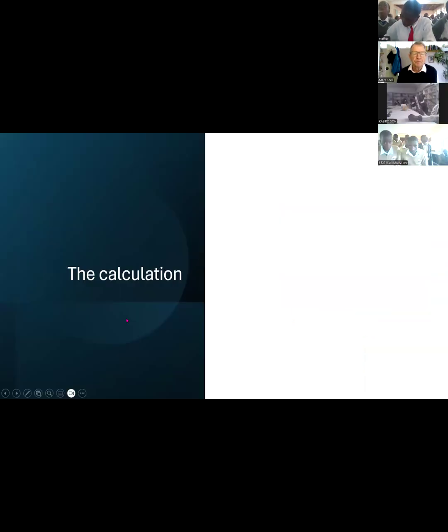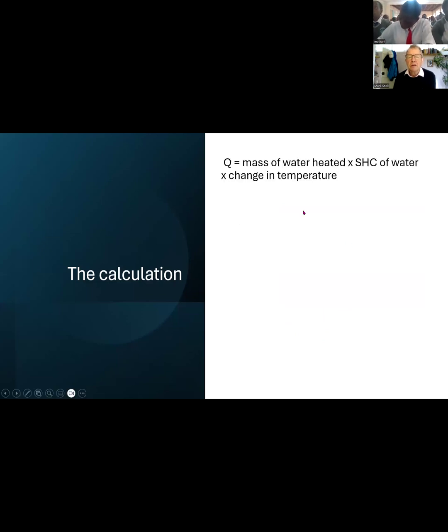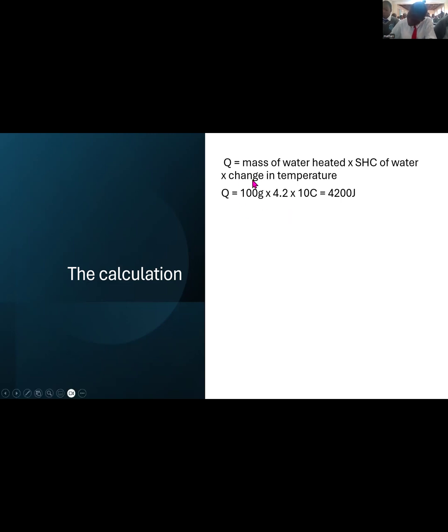Okay, I'm going to look at the question now. So here we go. The first bit is finding Q. So Q is the mass. It's important to remember it's the mass of water heated times the specific heat capacity times the change in temperature. Whether the temperature goes up or down doesn't make any difference. So in this case, it is 100 grams times 4.2 times 10, because it went up by 10 degrees, which is 4,200 joules, or 4.2 kilojoules.